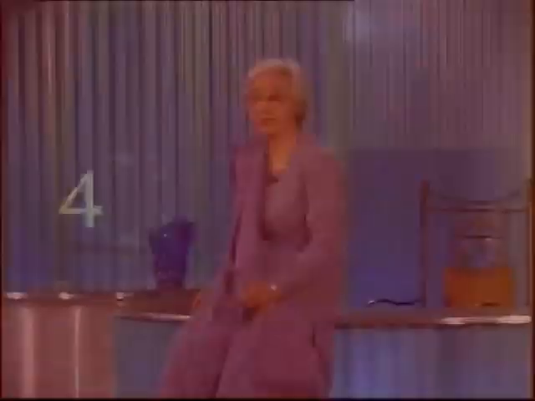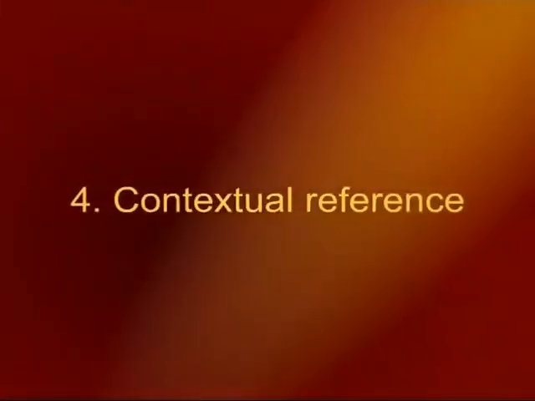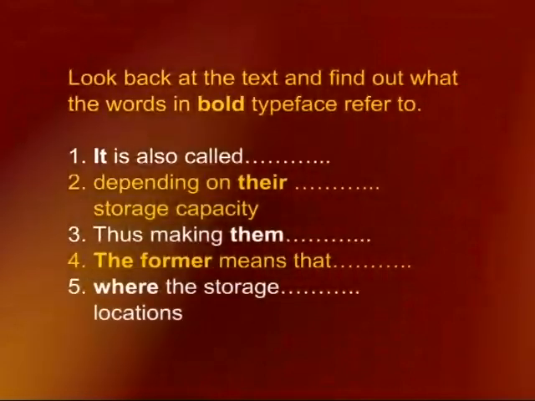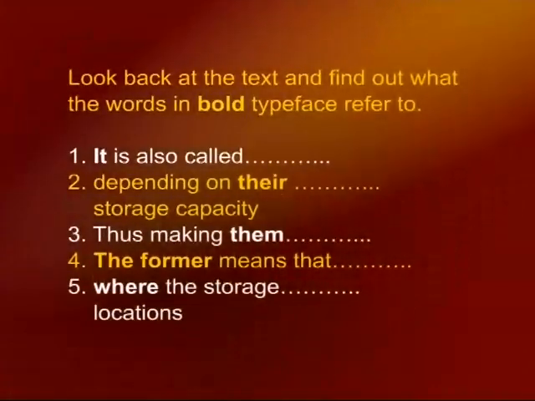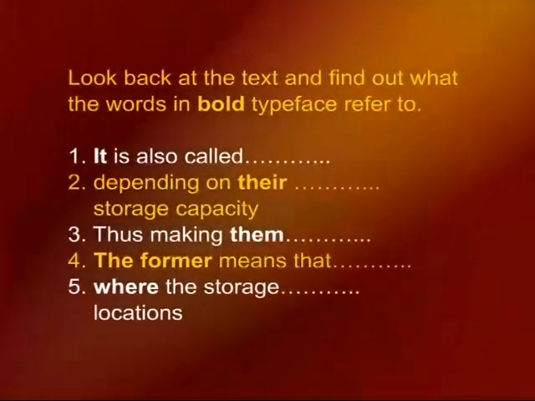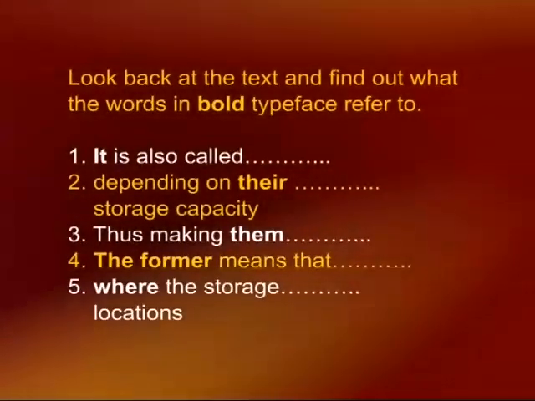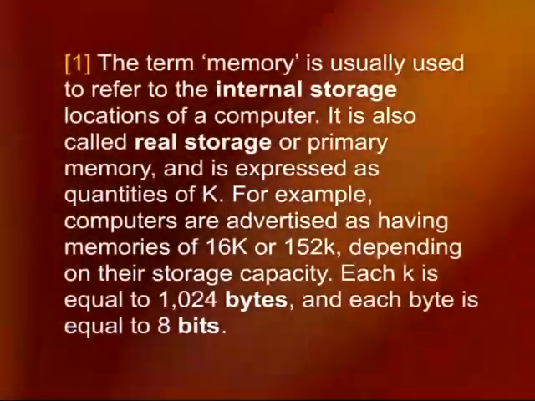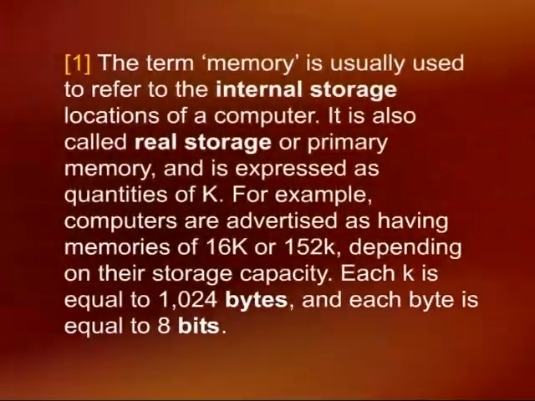Now we'll look at exercise 4, contextual reference. Look back at the text and find out where the words that are given in bold type occur, and what it is that they refer to. This is always a very interesting exercise. Number 1, it is also called, and this is in paragraph 1. What does it refer to? It refers to memory.